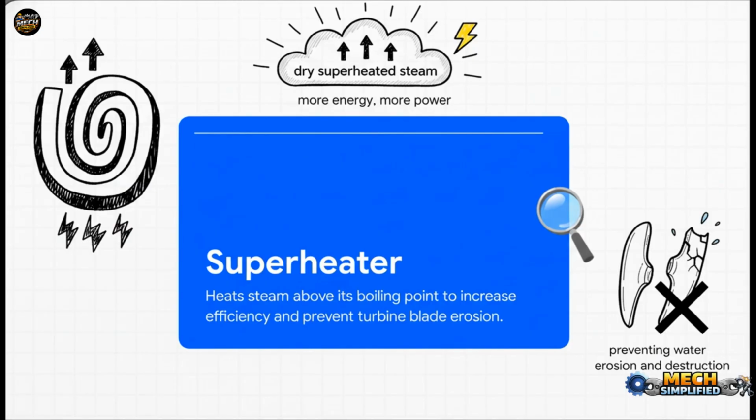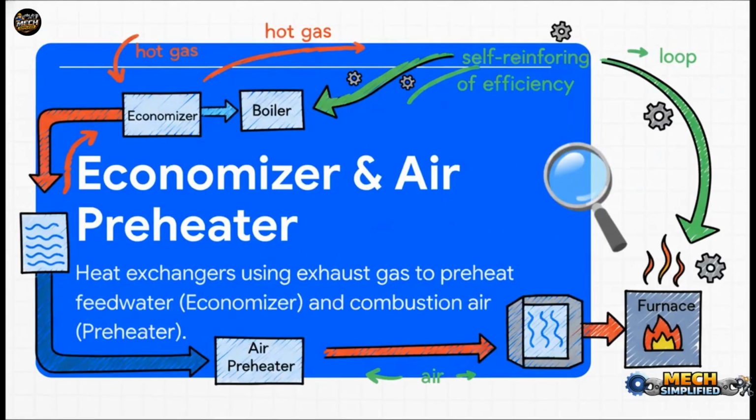Its job is to take the steam that just came from the boiler and, you guessed it, heat it up even more. This creates what's called dry superheated steam, and that's awesome for two reasons. One, it carries way more energy, so you get more power. And two, and this is super important, it gets rid of any tiny water droplets that could literally shred the turbine blades over time. Now this is where the whole design gets really clever.